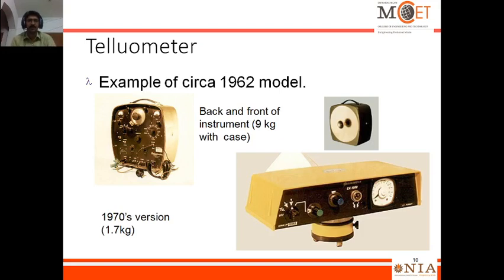Sorry, here is a spelling mistake. Tellurometer, an example of a circa 1962 model, and the bottom one is the 1970s version. It went from 100 kg to 50 kg, then to 9 kg, then 1.7 kg. The minimization of the equipment has been made.